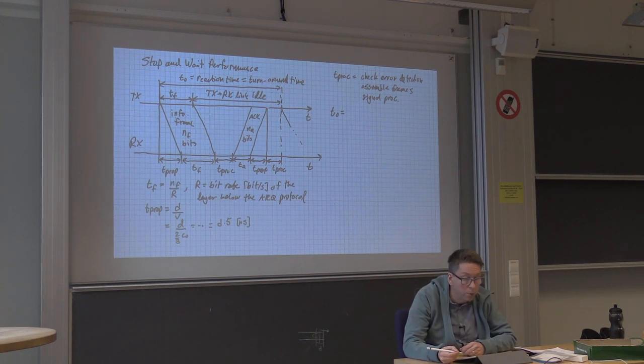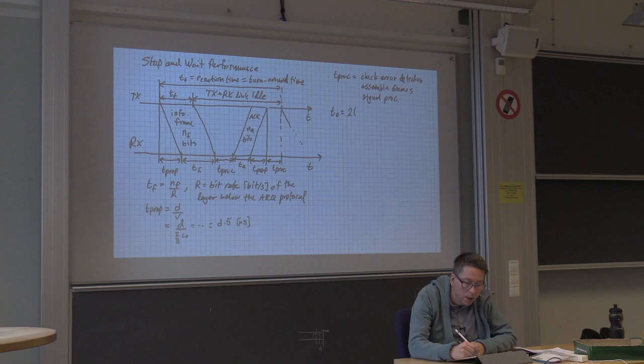And we see that we have 2 propagation times and 2 processing times. So it will be 2 times T prop plus T pros. And then we have the time it takes for a frame to be transmitted, and that is NF divided by R.